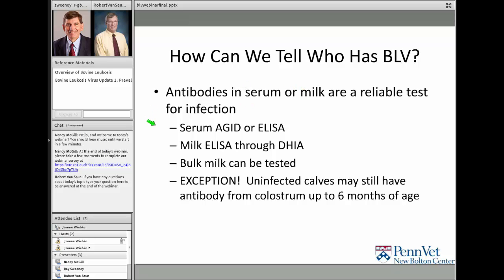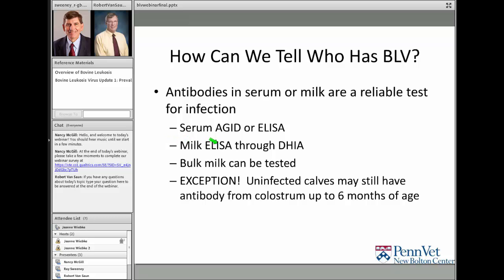So there are a number of very simple, reasonably inexpensive tests that can be used to identify infected cows. And these include serum tests to look for antibodies, and ELISA now is the most common, but you may also hear about an AGID. These are just two different methods of looking for antibodies. Now also we know that we can find the antibodies in the milk and that the milk test and the serum test have pretty similar accuracy.